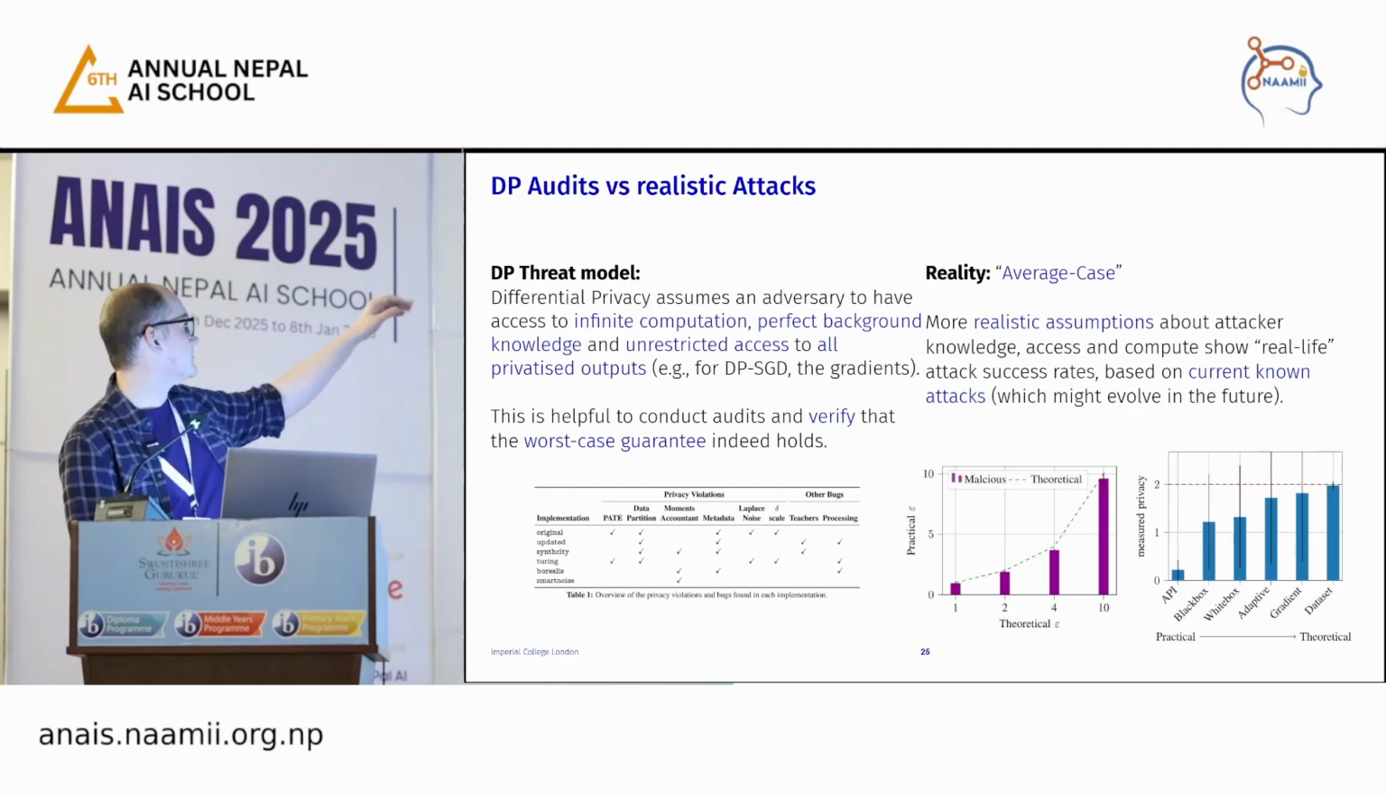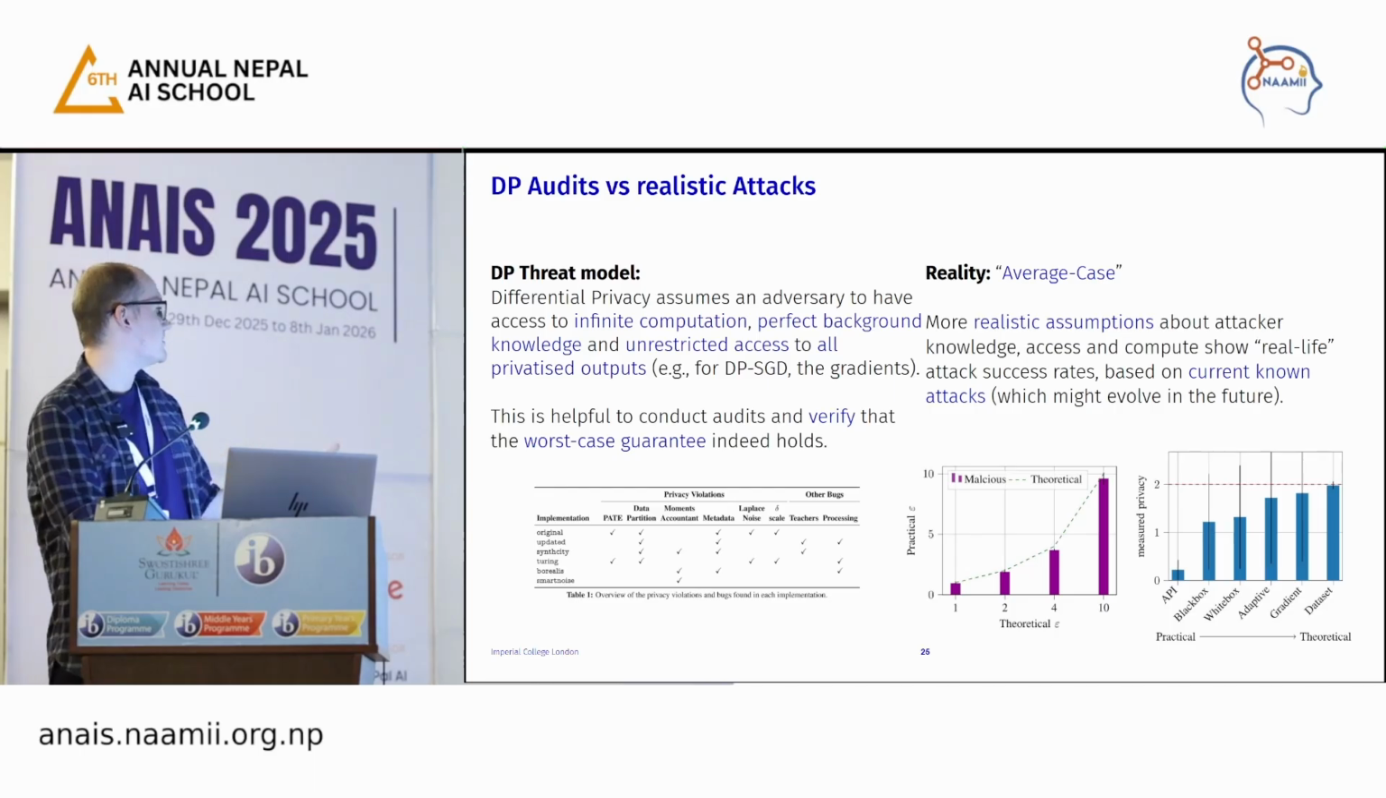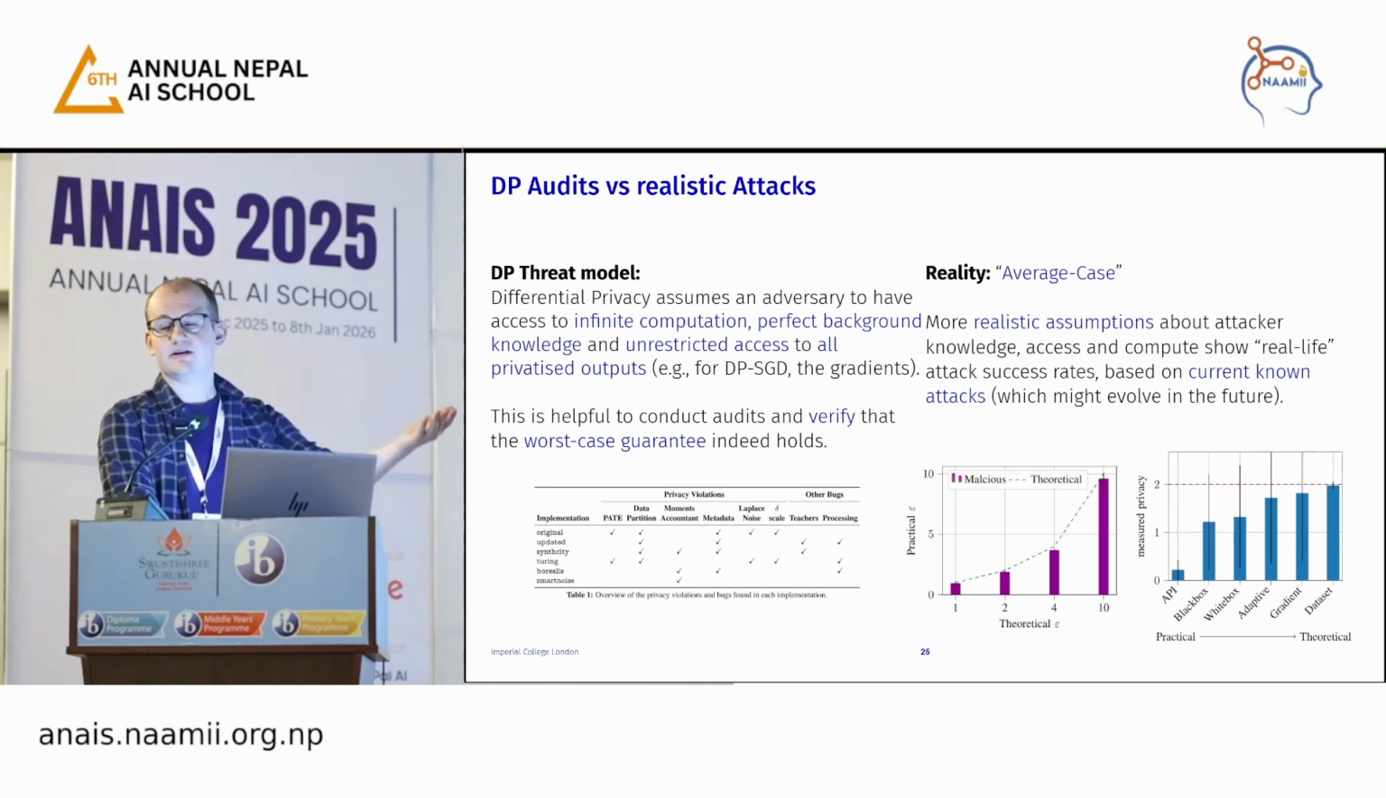A little bit about audits. So in the DP threat model, we assume that an adversary, someone who wants to mount a membership inference attack, has access to infinite computation, perfect background knowledge, and unrestricted access to all the privatized outputs. So for example, for the DP-SGD example, they would have access to the gradients, right? Which doesn't really make a lot of sense. You wouldn't release the gradients of your trained model.